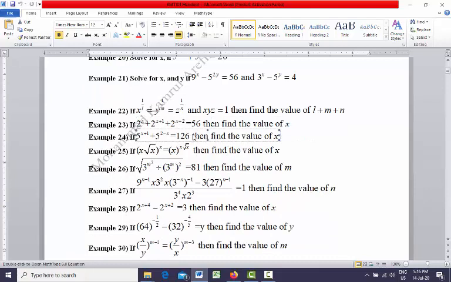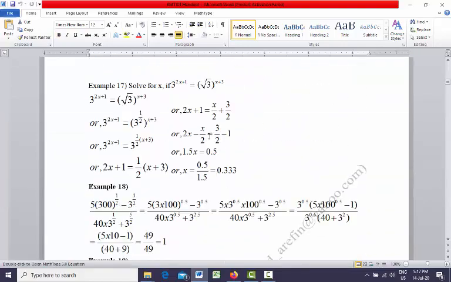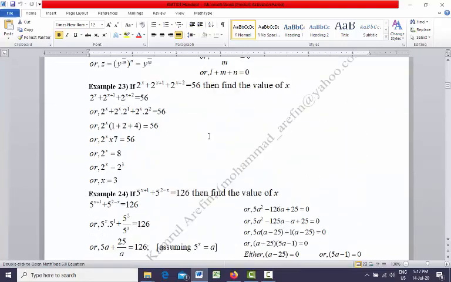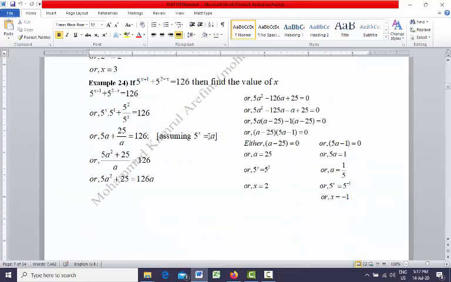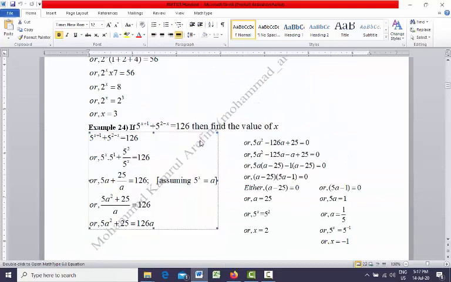So question number 24. Please check the solution. The solution has been given at page number 7, example 24. If you fail to understand, you can see me in my office. You can ask me over the messenger group, you can mail me, you can chat with me over Skype. Okay.